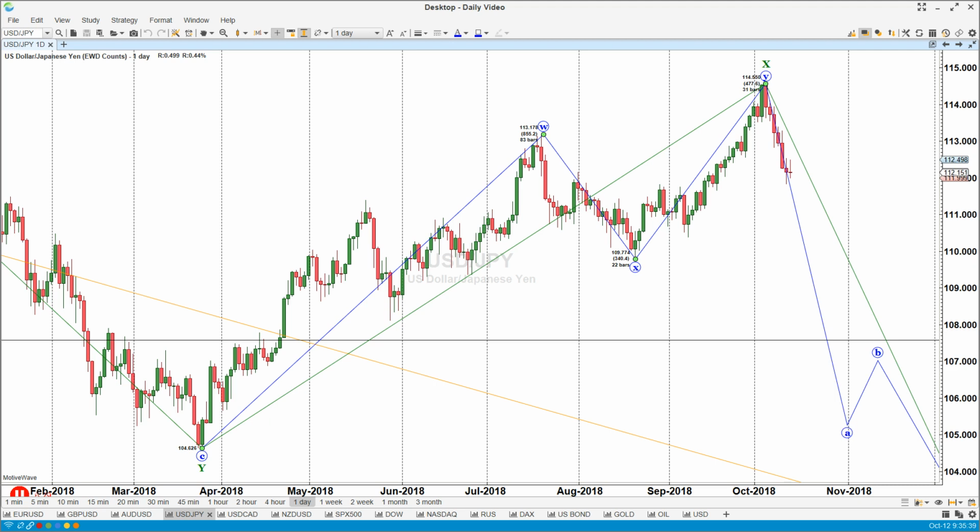So the strategy I use combined with Elliott wave is using a small stop loss and really good profits, risk reward ratio, you know. So that will be the plan on the dollar yen. I want to hold the trade all the way down.